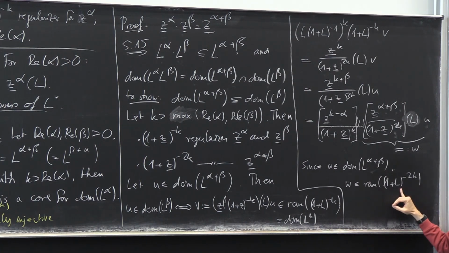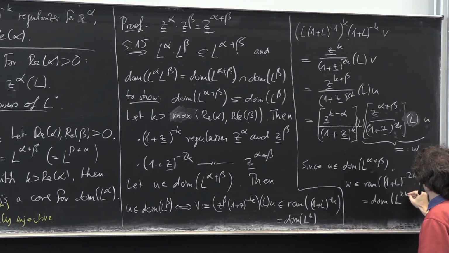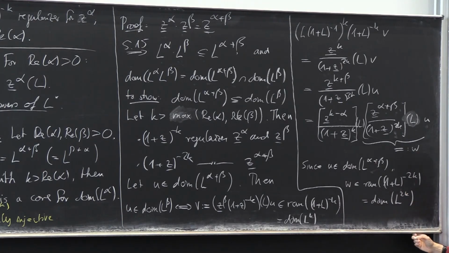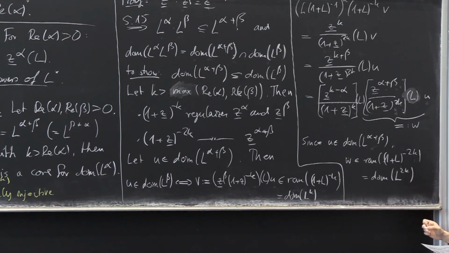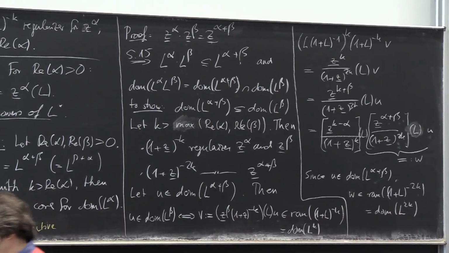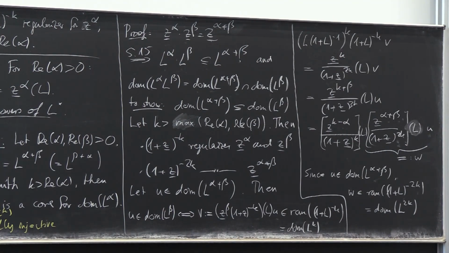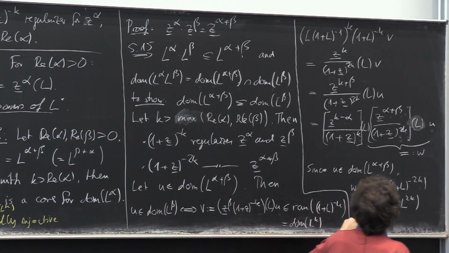Again, this is a resolvent. Some power of the resolvent, this is the same as the domain of L to the 2k. So this function W is in the domain of L to the 2k. Now we've seen that the domain of L is invariant, so this was Corollary 5.17.